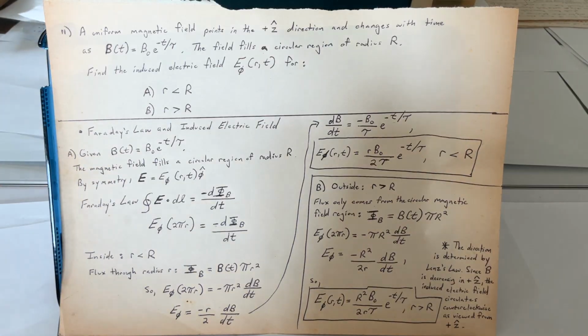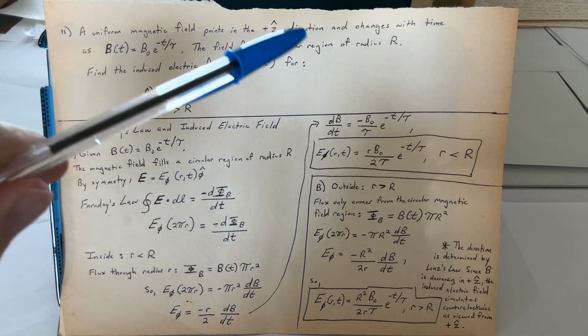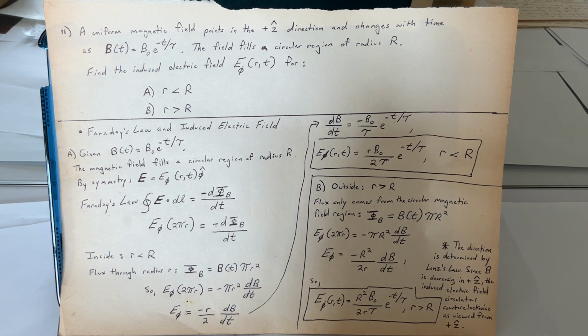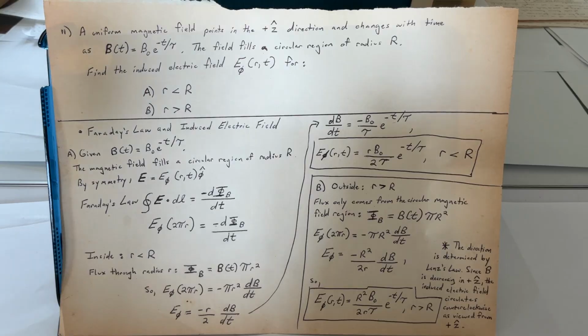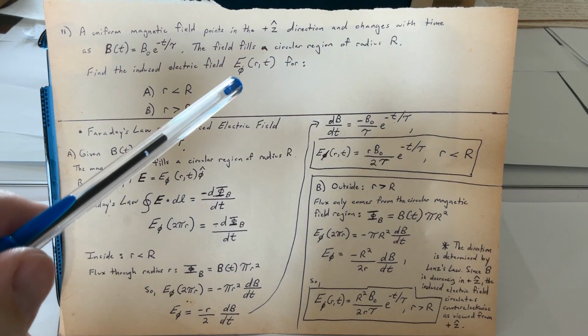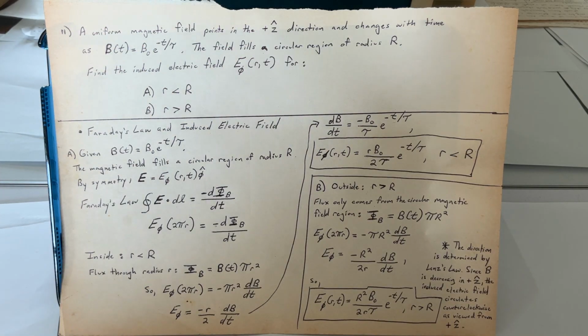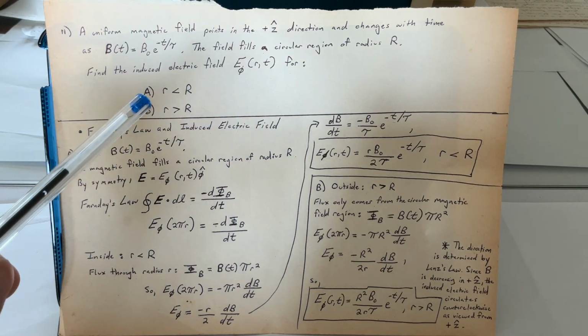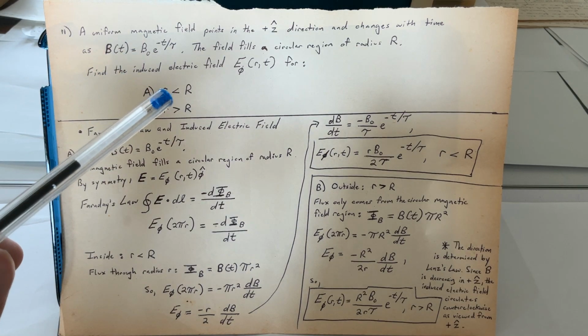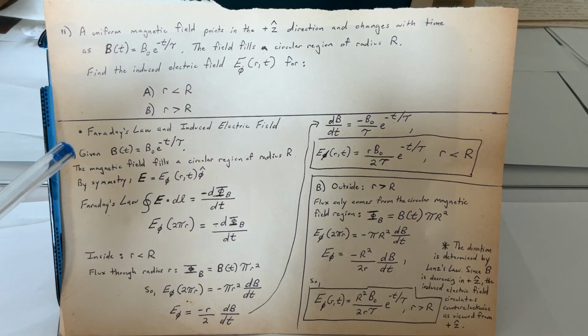Number 11, uniform magnetic field. A uniform magnetic field points in the positive z direction, ẑ, and changes with time as B of t equals B0 e to the negative t over tau. The field fills a circular region of radius capital R. Find the induced electric field E sub phi of r, t. Okay. So parts A and B, for r less than capital R for part A.